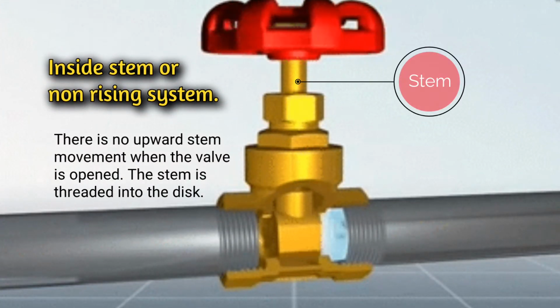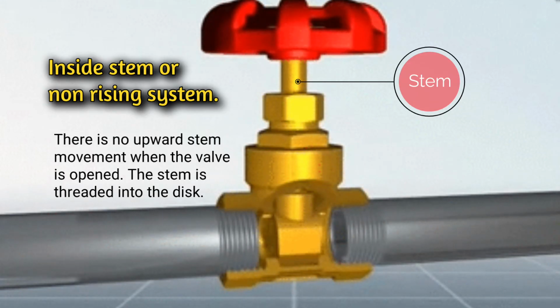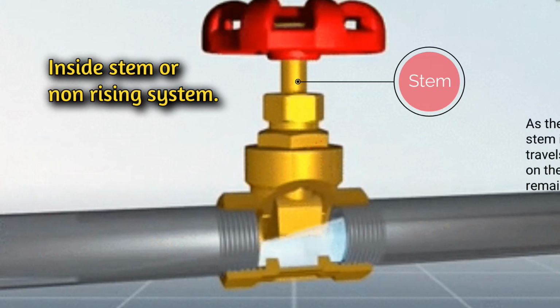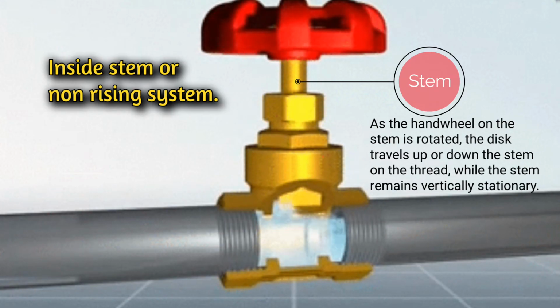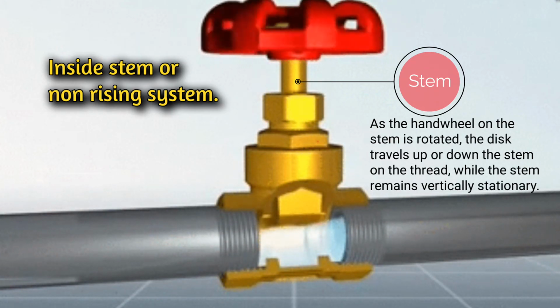Inside stem or non-rising stem. There is no upward stem movement when the valve is opened. The stem is threaded into the disc. As the handwheel on the stem is rotated, the disc travels up or down the stem on the thread, while the stem remains vertically stationary.